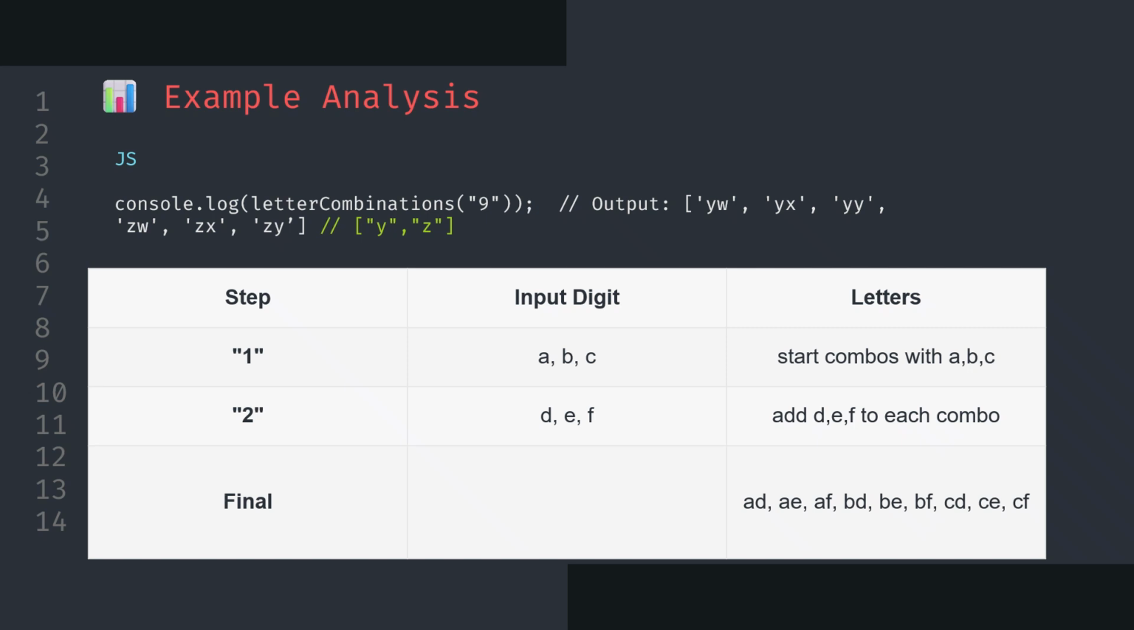Let's walk through 12. First, digit 1 gives us A, B, C. For each of those, we add letters from digit 2, D, E, F. This results in all combinations like AD, AE, AF, BD, etc. This shows how recursion builds all possibilities.